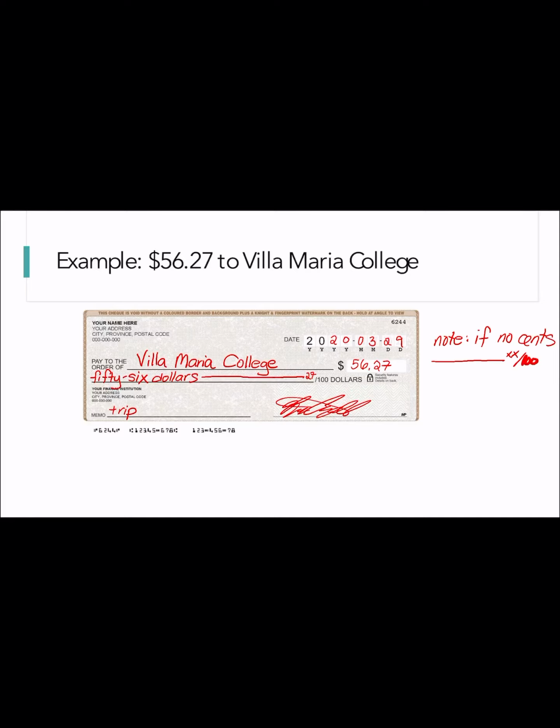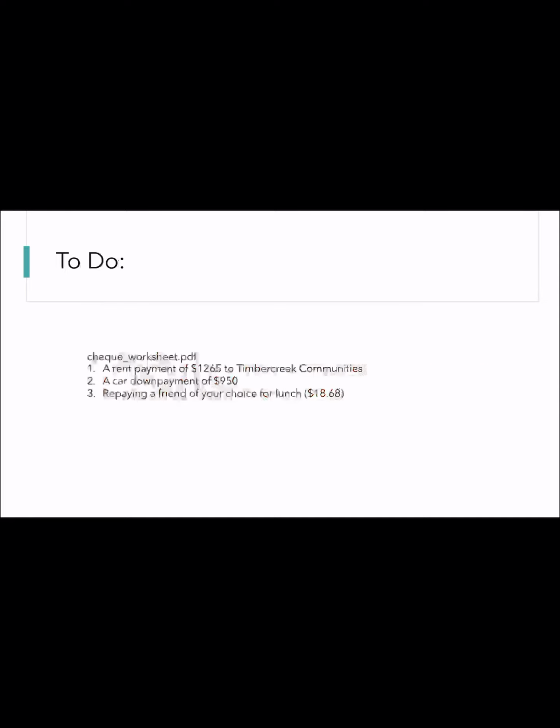All right. So I've given you a task. There is a worksheet on PowerSchool called check_worksheet. It's just 3 checks, and I want you to fill out the 3 checks accordingly. So the first, a rent payment of $1,265 to Timber Creek Communities. The second is a car down payment of $950.